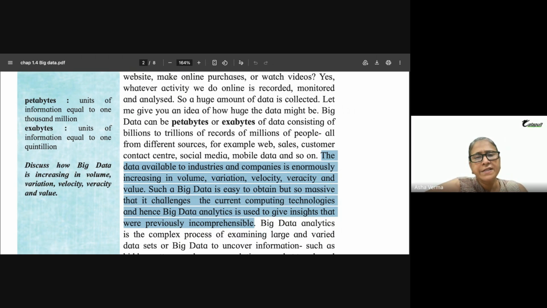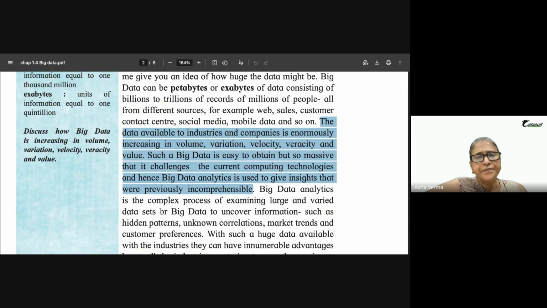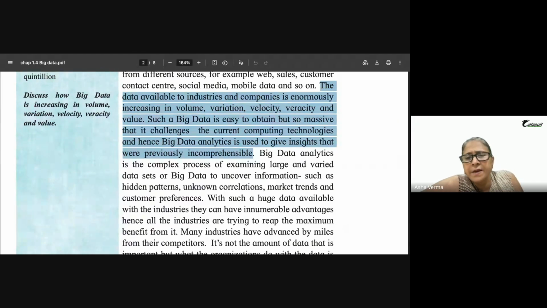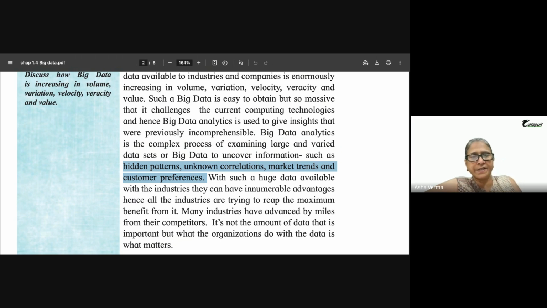Big data analytics is the complex process of examining large and varied data sets and big data to uncover information. So what does the big data tell you? It tells about hidden patterns. It tells about unknown correlation. It tells about market trends and customer preferences. Right? Let's listen to this translation first. This is important to understand this.